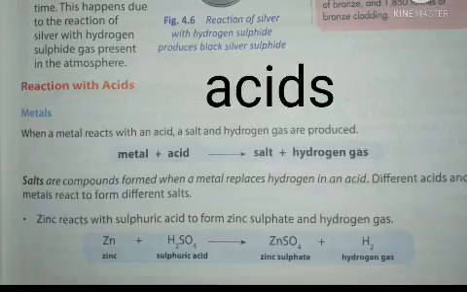Salts are compounds formed when a metal replaces hydrogen in an acid. Different acids and metals react to form different salts. For example, zinc reacts with sulfuric acid to form zinc sulfate and hydrogen gas. Zn, which is zinc, plus H2SO4, which is sulfuric acid, arrow zinc sulfate, that is ZnSO4, plus H2, that is hydrogen gas. This is a balanced chemical equation.